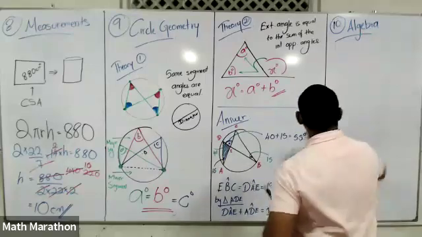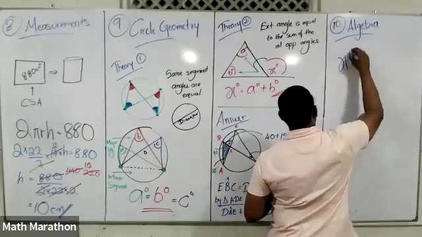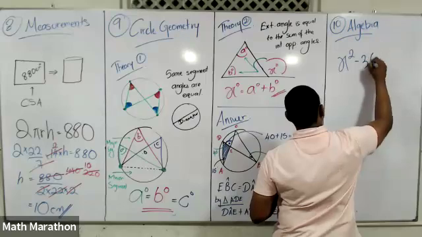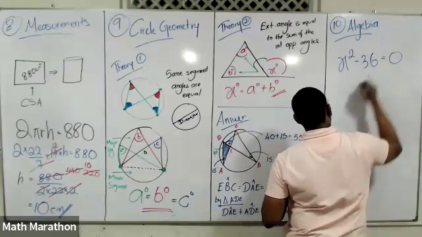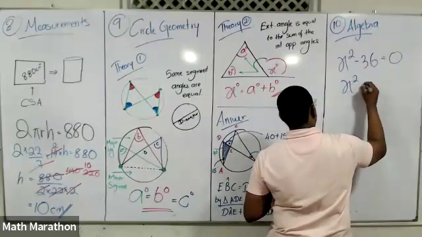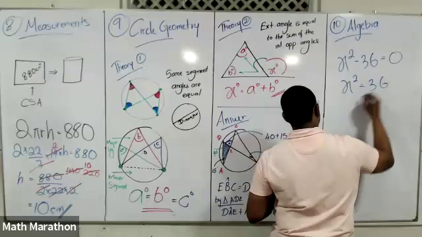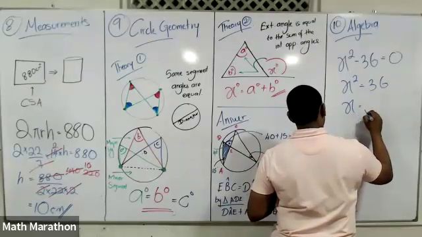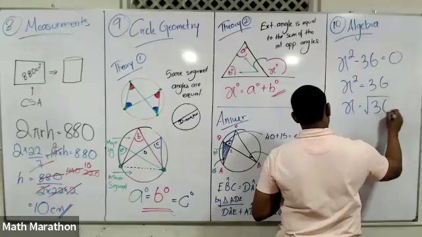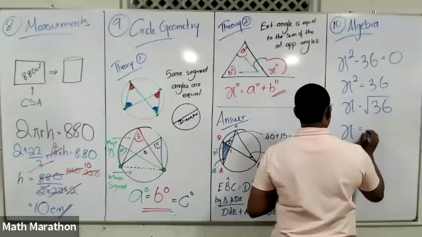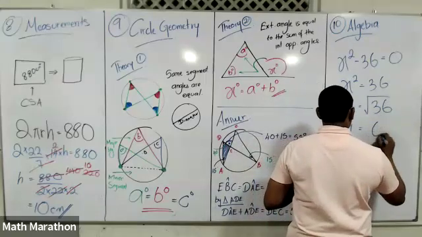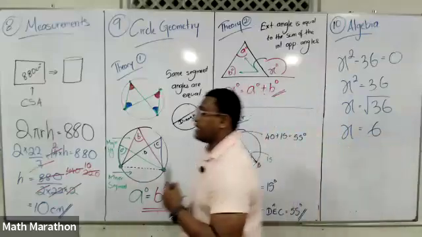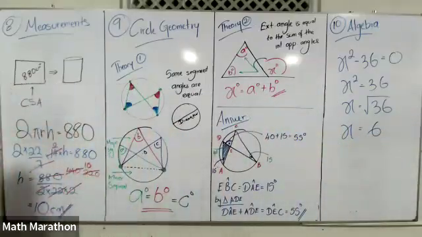What do we have? X squared minus 36 equals 0. X squared equals 36. X equals root of 36. X equals, if you write only 6, you will get only half the marks.